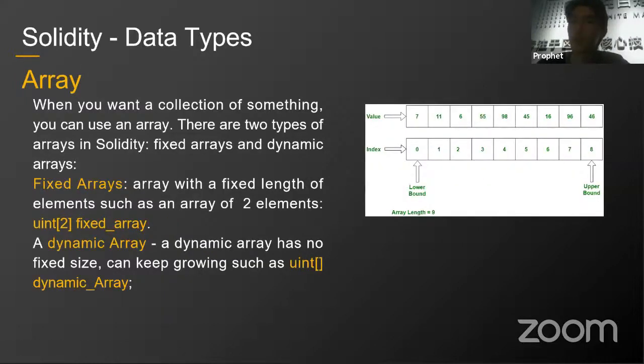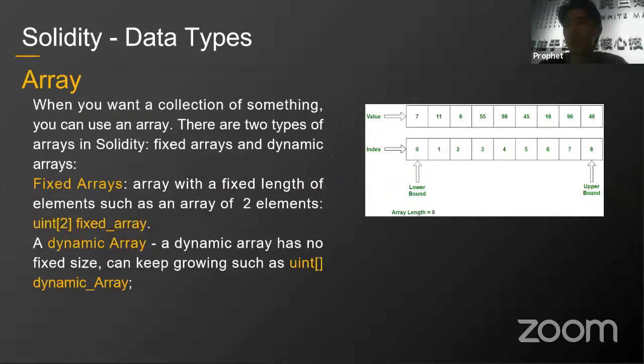Okay. The third thing is about array. When you want to define or store a collection of something, and those things are of the same data type, maybe we will use the array data type. The array data type has two classifications. The first is the fixed array, and the second is the dynamic array. The fixed array means the array with a fixed length, and the array should be defined by a type and its length. And the dynamic array means it has no fixed size. The dynamic array is controlled by the push and the pop functions.